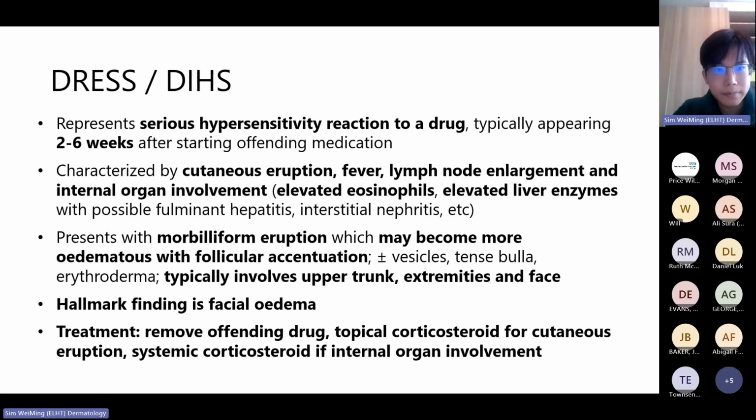So DRESS or DIHS, it's a serious hypersensitivity reaction to a drug. And the one that you need to take note is that it typically takes about 2 to 6 weeks after starting your offending medication. If I did not mention that earlier on, for SJS and TEN, the time interval is about 7 to 21 days, so about 1 to 3 weeks. So DRESS is slightly longer.